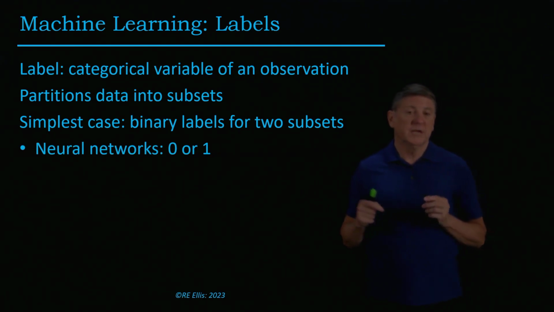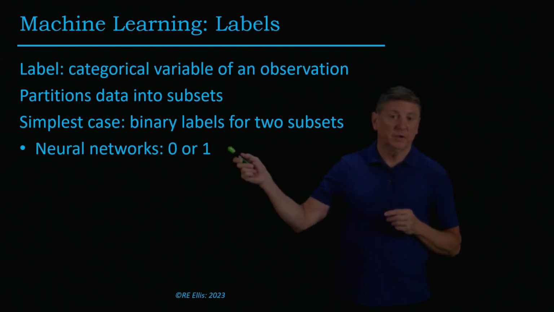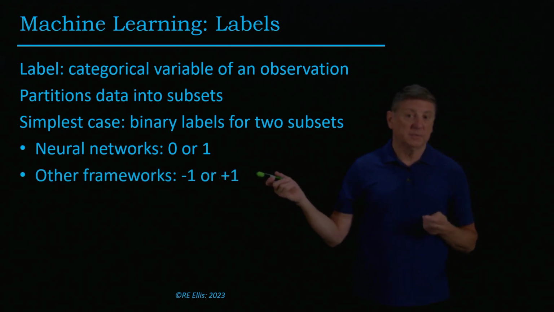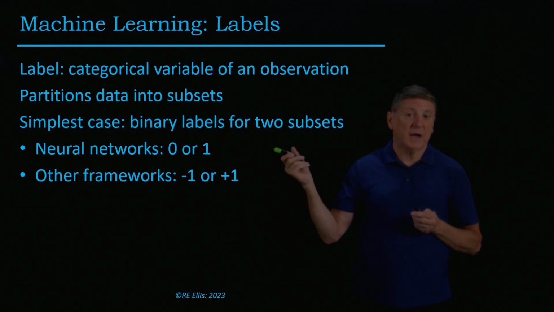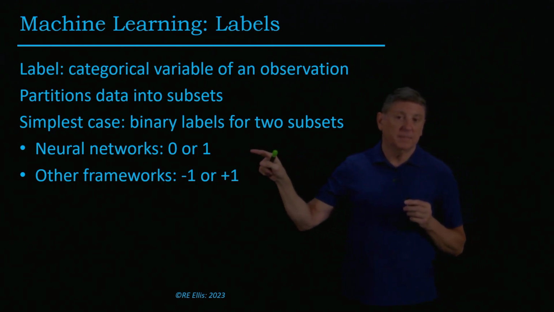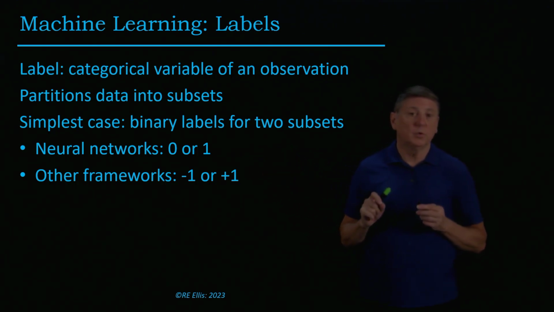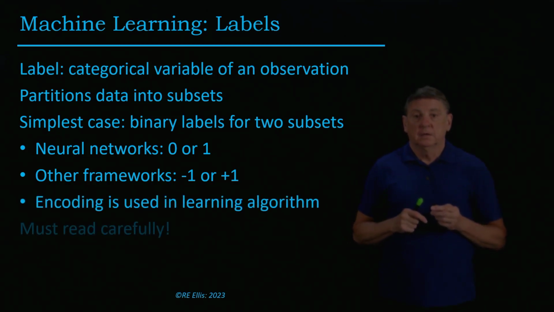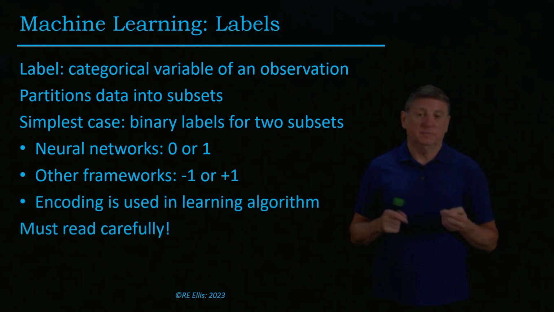For neural networks, these are often represented or encoded as 0 or 1, and for other frameworks, they may be encoded as -1 or +1. It's important to read your source to figure out how they are denoting the binary labels, because often this method of denoting it is encoded deep inside the mathematics of the learning system. So we have to read these carefully.